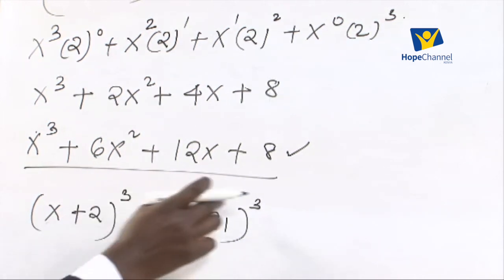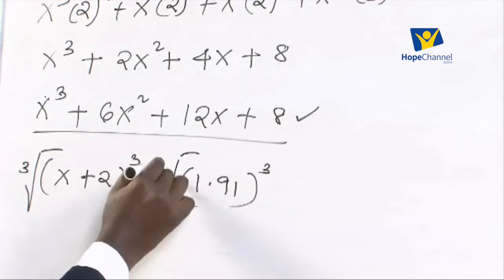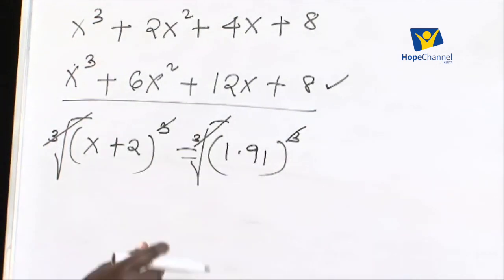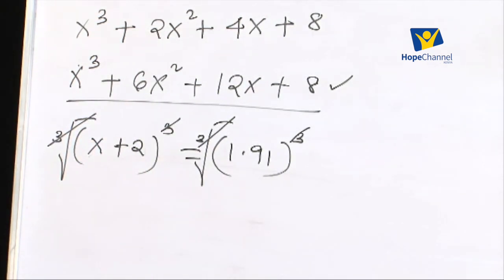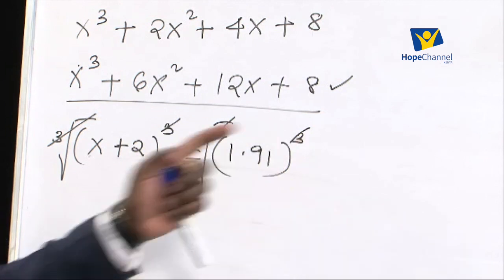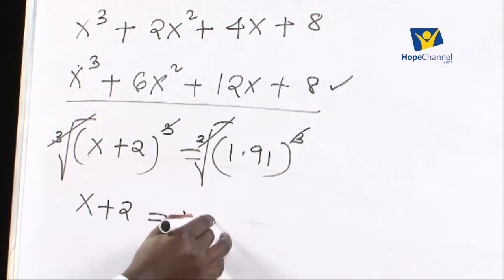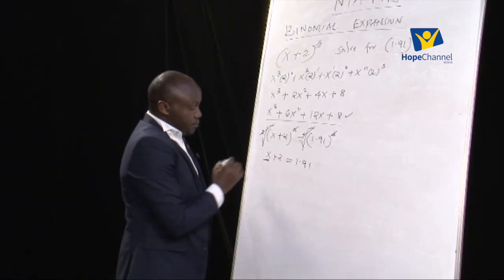Then eliminate the powers by finding what? The third root. This root will cancel with the 3. If it is 4, find the fourth root. If it is 5, find the fifth root. Ensure that you eliminate the powers. Now you remain with x plus 2 is equal to 1.91. Okay. Now get the value of x.